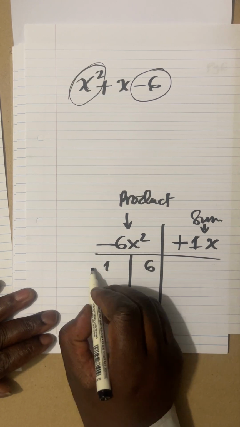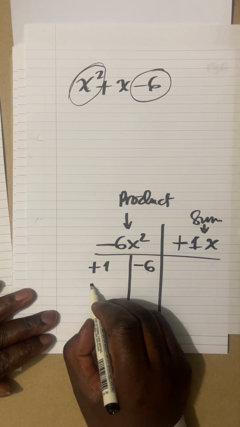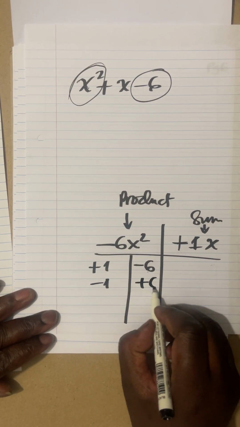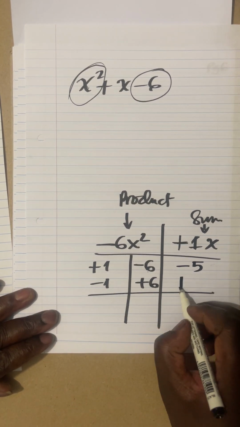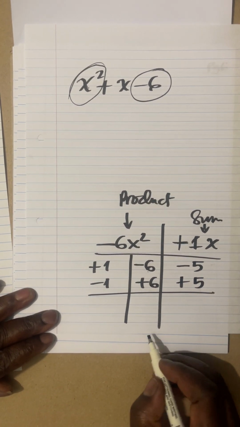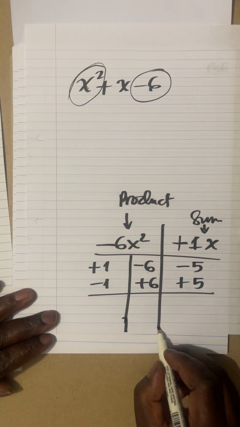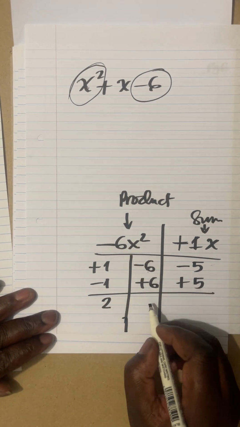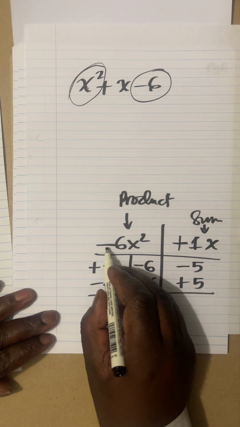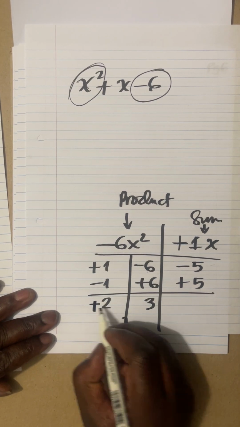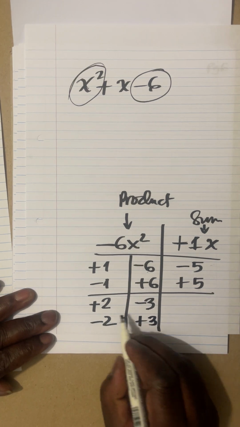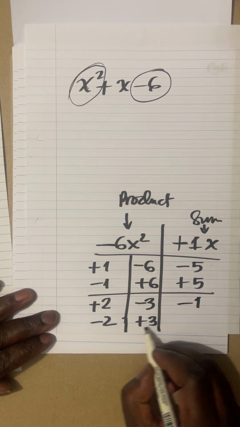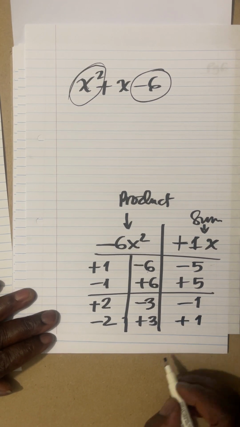The sign here is negative, so these signs must be different. When I add these up, the answer is going to be minus 5, or positive 5, and I'm looking for positive 1. From 1, where do I go when I'm counting? I go to 2. 2 into 6, the answer is 3. The sign here is minus, so the signs must be different. When I add those up, I get minus 1, or positive 1, and that's what I'm looking for.